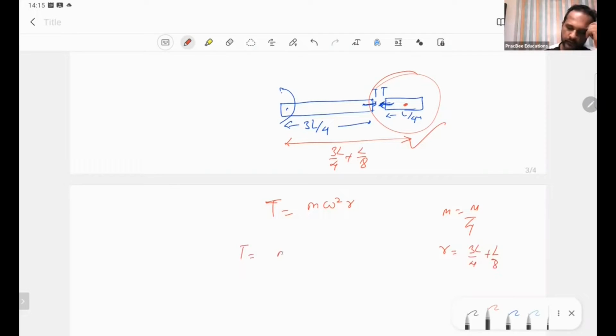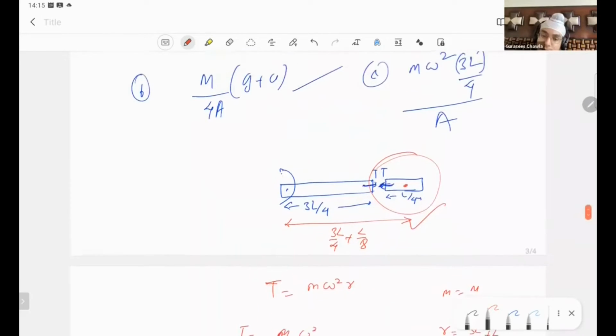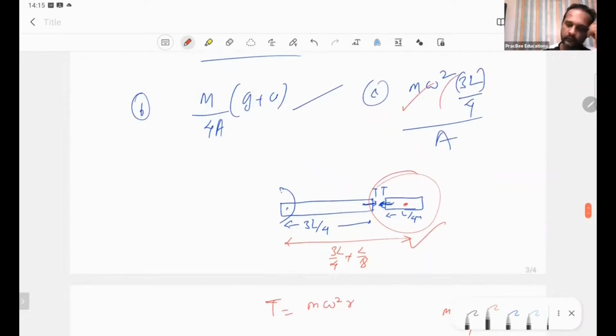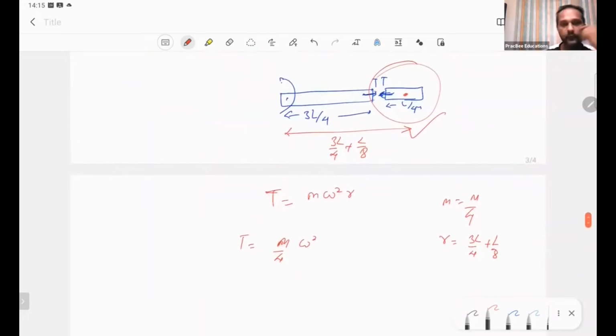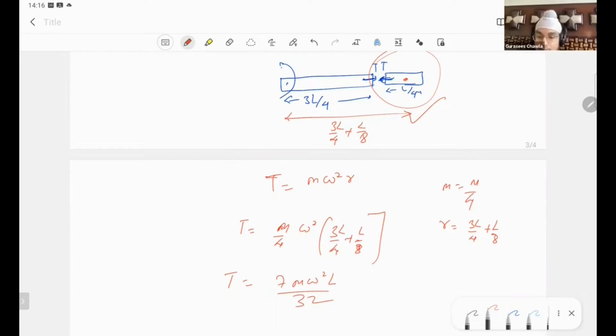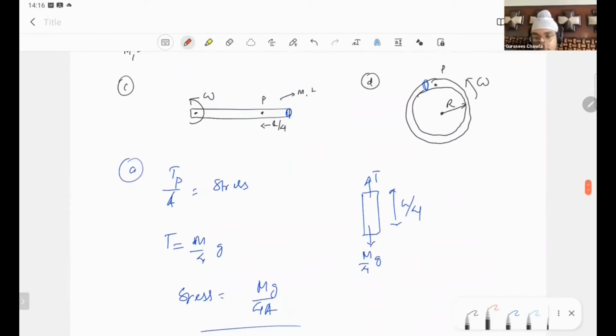So tension is 7L/8 times m/4 omega square. ठीक है। तो आपने यहाँ पे मास भी टोटल ले लिया था, वो भी गलत किया था, और ये 3L/4 ये भी गलत किया था। आपको फ्री बॉडी डायग्राम बनाना है पूरा। Right. And this is like 3L/4 plus L/8। इसे आप सिंप्लीफाई कर लेंगे, that is like 6L plus L/8 हो जाएगा। So that is 7m omega square L/32। Right. Got it? ये लास्ट वाला। Okay.